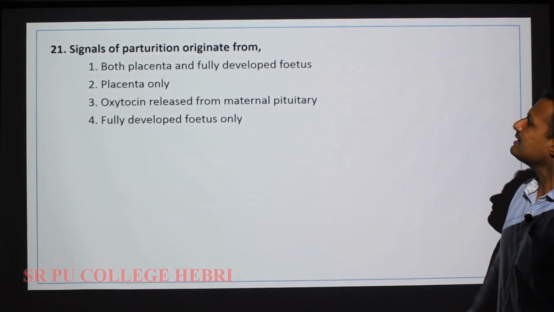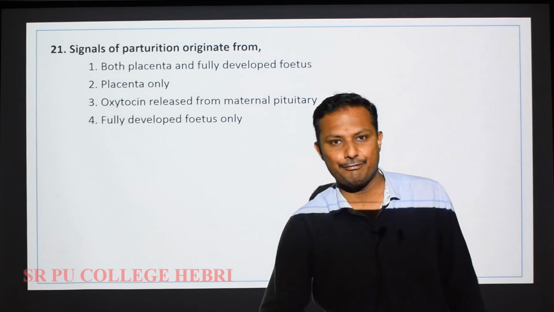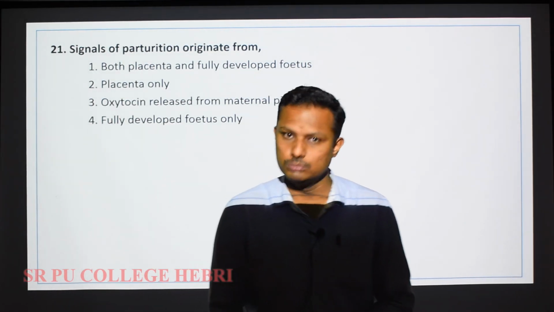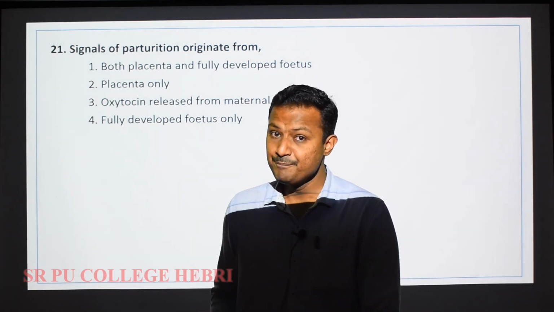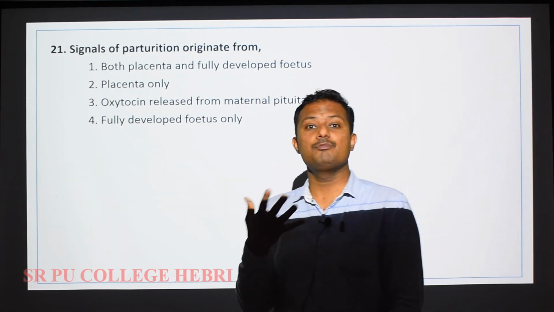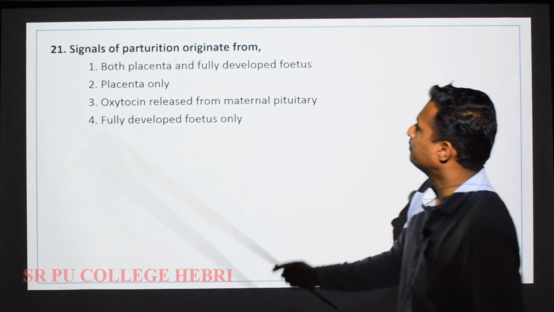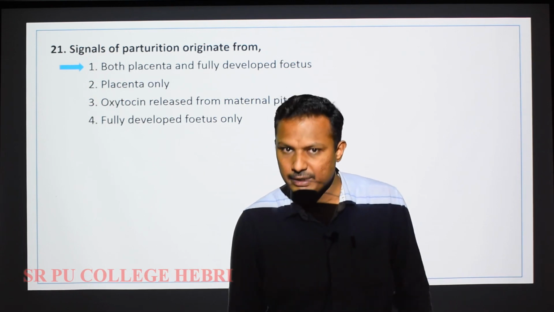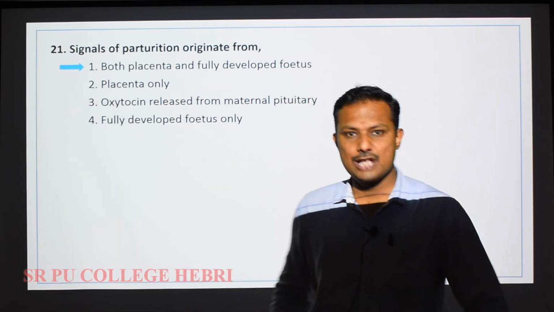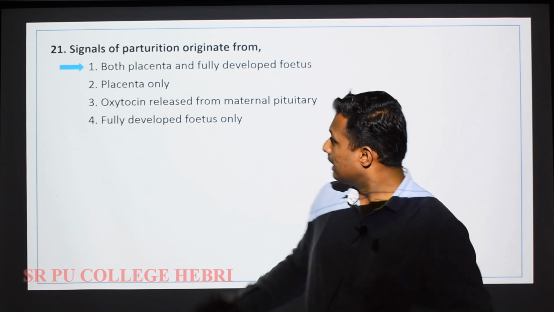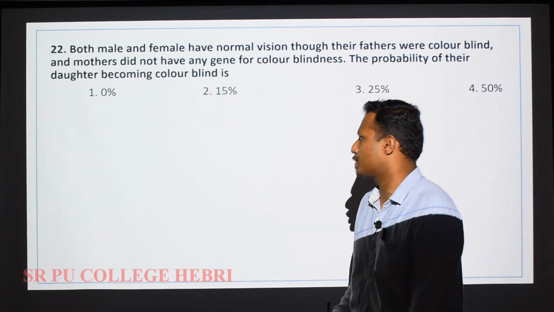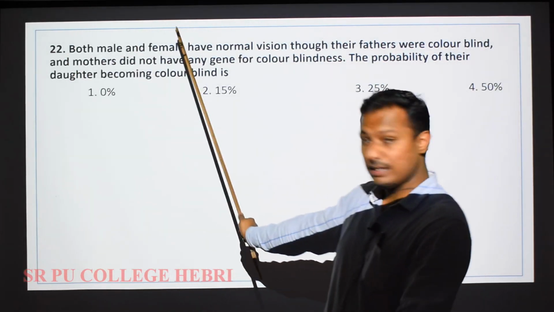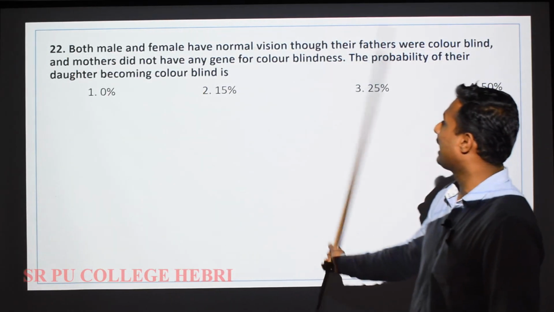21. Signals of parturition originate from, during the stage where the baby comes out from the mother's womb, the mother's body. So the signals of parturition come from where? So the answer is both placenta and fully developed fetus. So a kind of reflex will be given, right, by the baby as well as the placenta, which is actually the signal for parturition.